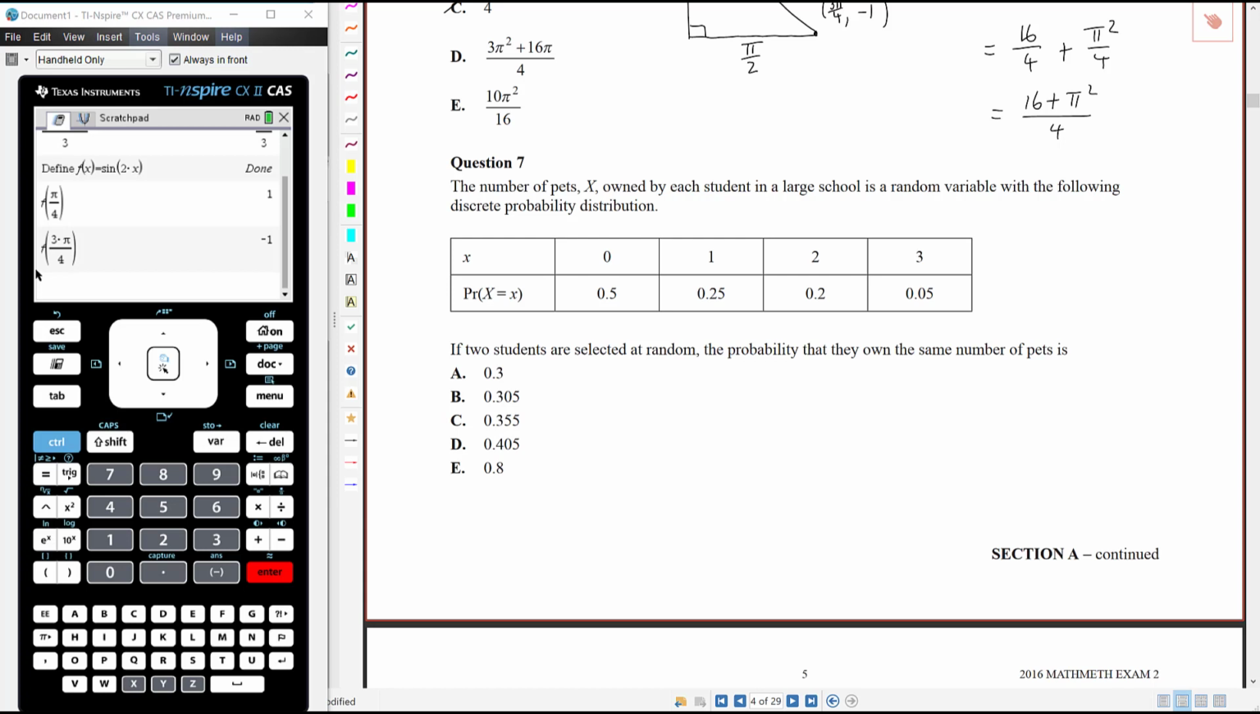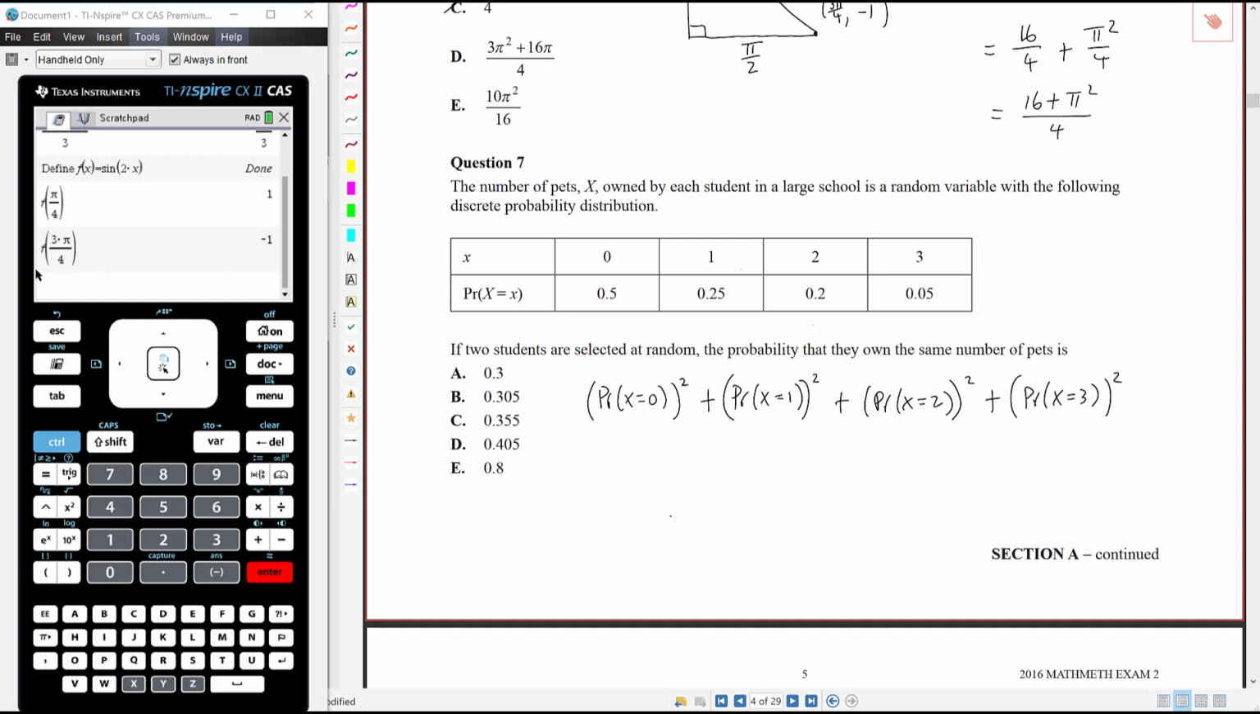Okay, so there's 4 different things that could happen here. The 2 students could both own no pets, or they could both own 1 pet, or they could both own 2 pets, or they could both own 3 pets. So the probability of both of them owning no pets would be the probability that x equals 0 times the probability that x equals 0, so that's that squared. Or they could both own one pet, so that's the probability that x equals 1 squared. Or the probability that x equals 2 squared, or the probability that x equals 3 squared. Because they both have to own the same number of pets.